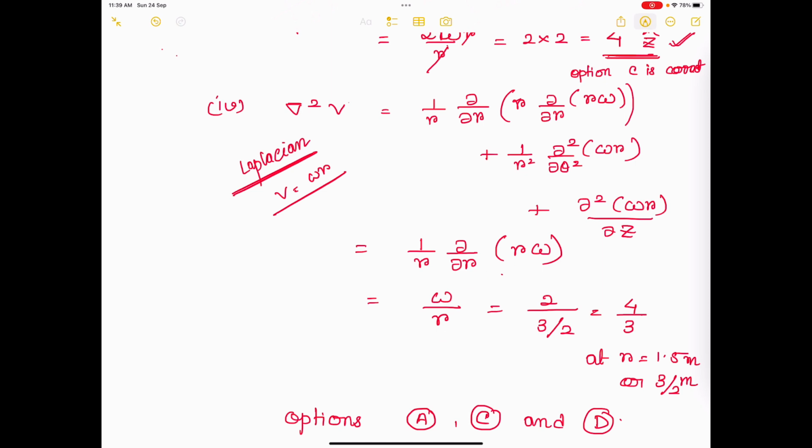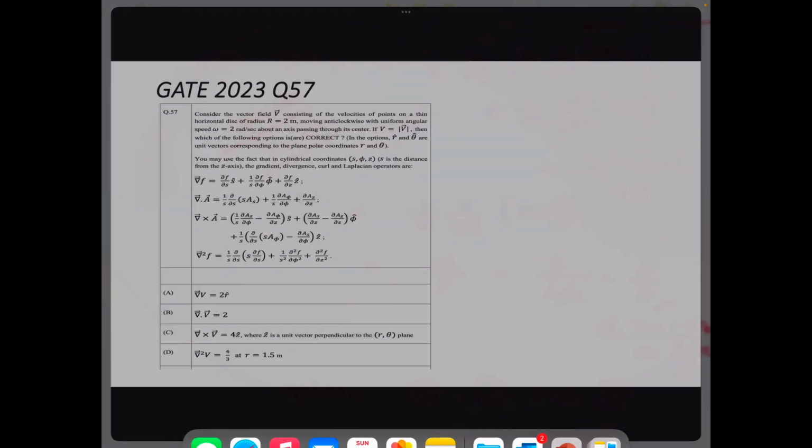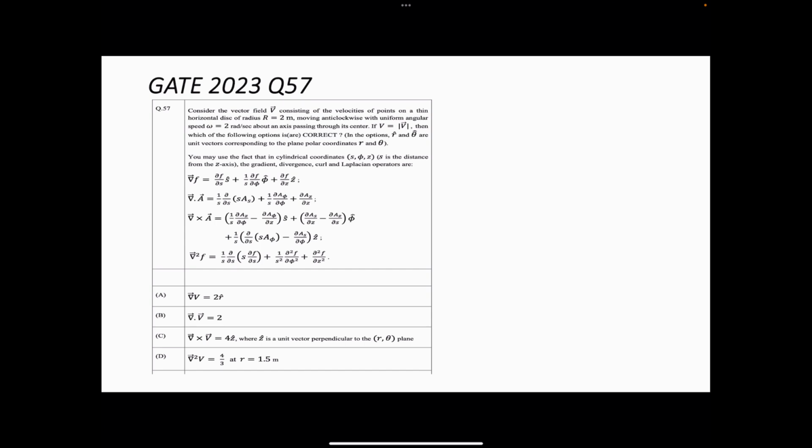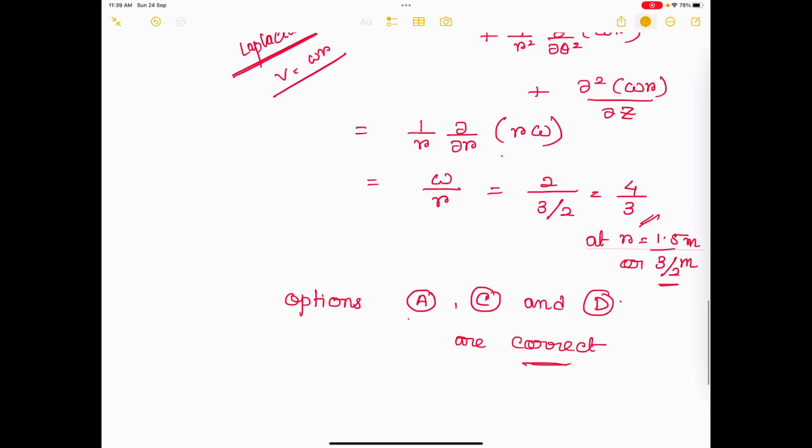Now in the question it is given that at 1.5 meter, that is at 3 by 2 meters, what will be this Laplacian? It comes out to be 2 divided by 3 by 2, which comes out to be 4 by 3. So we can see from this option, this is a and 4 by 3 at r is equal to 1.5 meters. Therefore option D is also correct. Therefore, what we can find out is that A, C and D are the correct options.